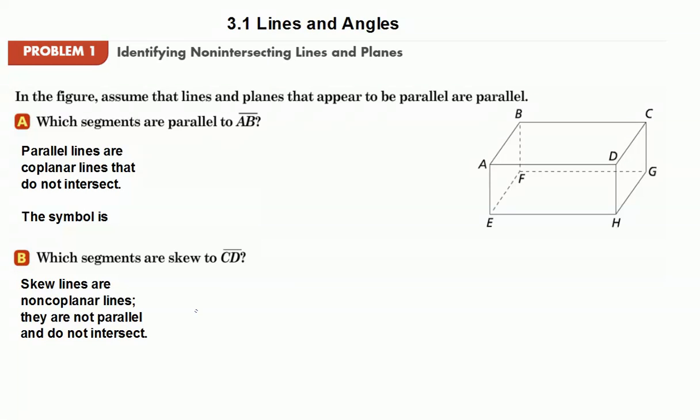We're going to be starting chapter 3 now. So 3.1 is lines and angles. First things we need to understand about lines are parallel lines and skew lines. So instead of talking about the definitions, let's go ahead and show you what they are.